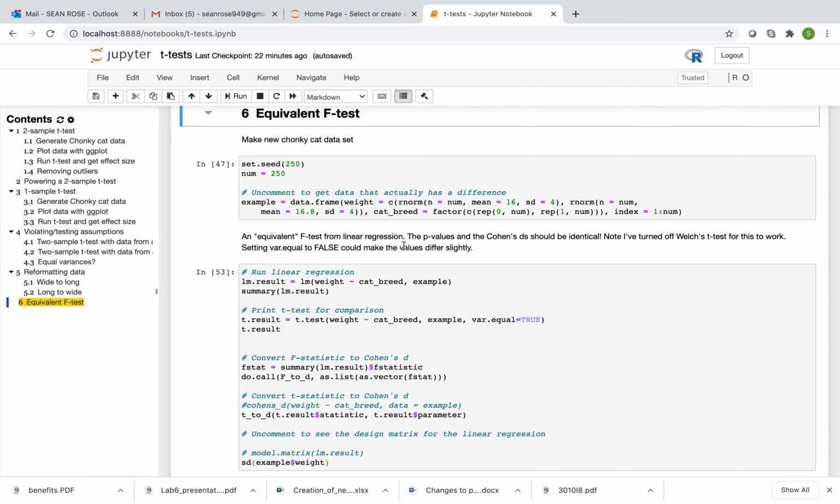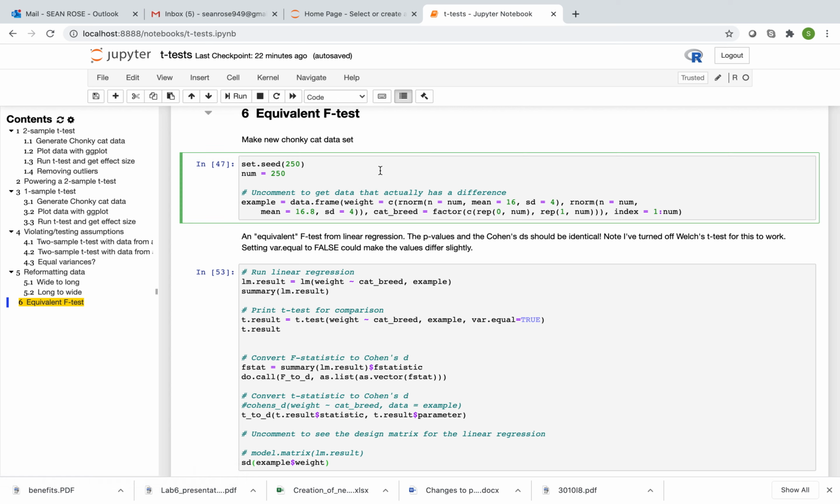So for the last little portion of this video, feel free to ignore this section entirely if you're not familiar at all with ANOVAs or F-tests. But I just want to demonstrate, for people who are or who have heard of those things, that you can pretty quickly design an F-test, either using linear regression or using the ANOVA function in R, that gives you a result equivalent to a two-sample t-test without Welch's correction. In this line of code, which is actually copied from a code block earlier up, I'm just generating our original two-sample t-test chonky cat data set, from section 1.